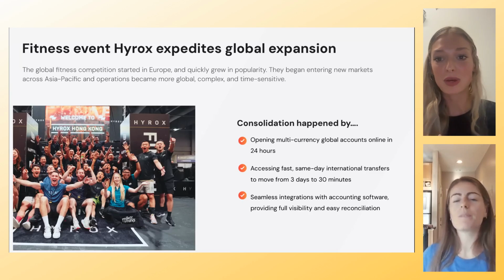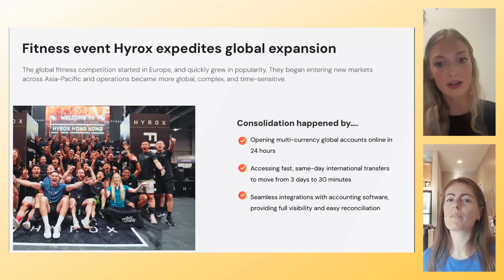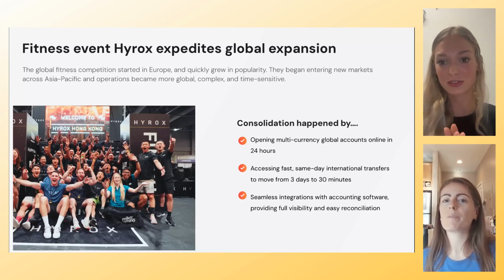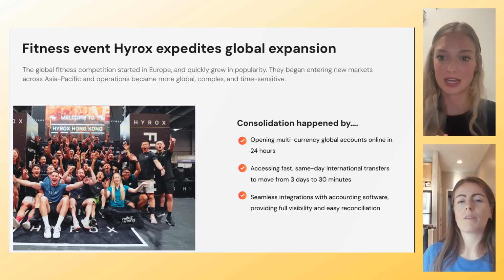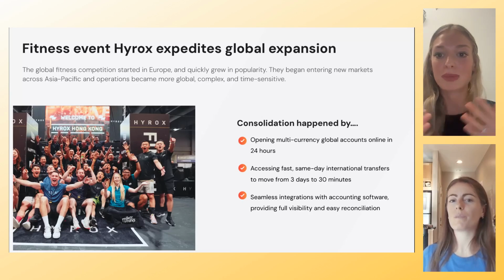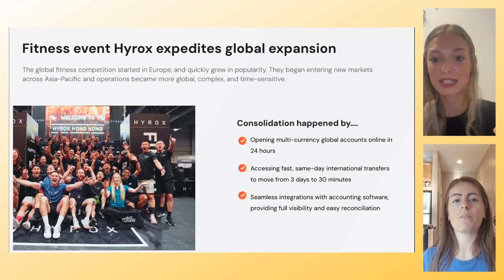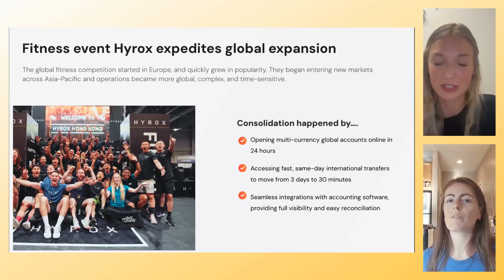With Airwallex, we were able to consolidate everything for HYROX to open a multi-currency global account online. We did this within a day, and then all those transfers that were taking 3 days were done in 30 minutes. So being able to access those expertise or being able to access those local markets can allow for those international transfers to occur way more quickly.